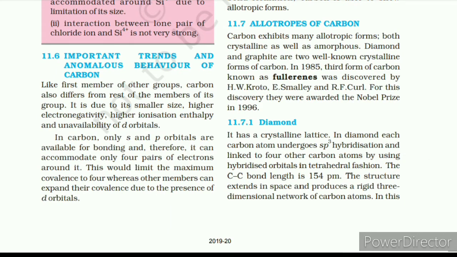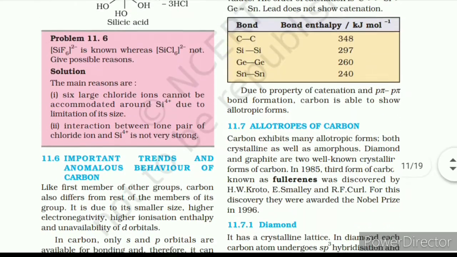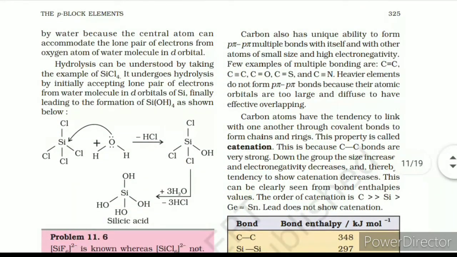presence of d orbitals. Carbon also has a unique ability to form p-pi multiple bonds with itself and other atoms of small size and high electronegativity. A few examples of multiple bonding are C=C, C≡C, C=O, C=S, and C≡N. Heavier elements do not form p-pi bonds because their atomic orbitals are too large and diffuse to have effective overlapping. Carbon atoms have a tendency to link with one another through covalent bonds and form chains and rings.